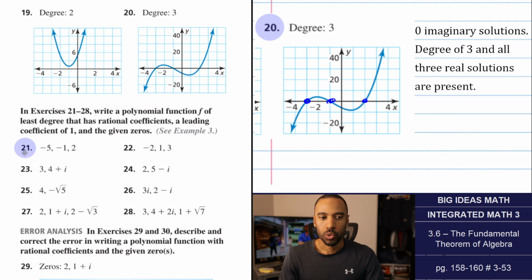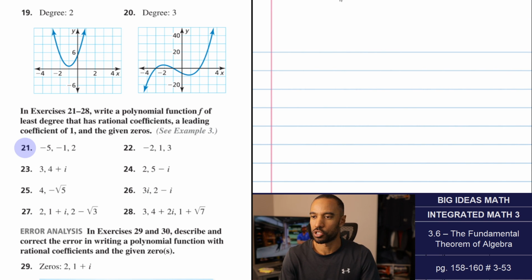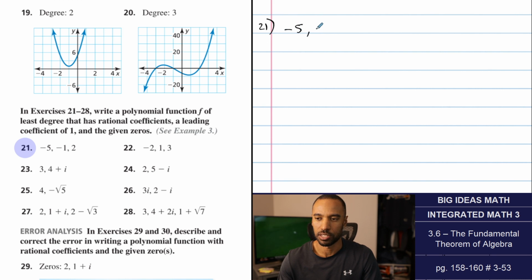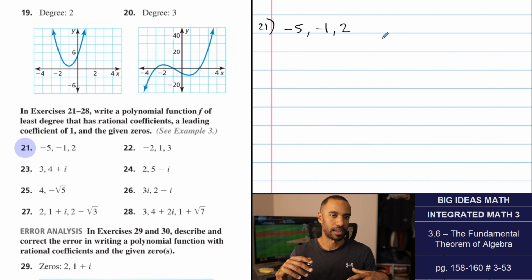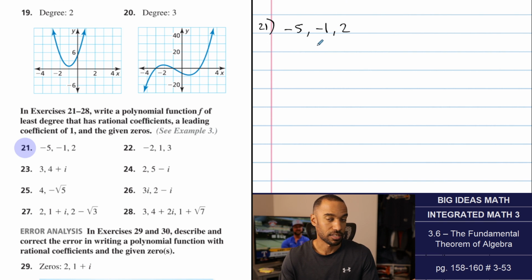All right, and exercises 21 to 28. Write a polynomial function f of least degree that has rational coefficients, a leading coefficient of 1, and the given zeros. So once again, this section feels a lot like the previous section. I mean, they didn't explain the fundamental theorem of algebra. They didn't use complex conjugates, things like that. And that's the difference between this block and the block that we had last time with just irrationals. So this will feel very similar. This question could have been asked in the last section.